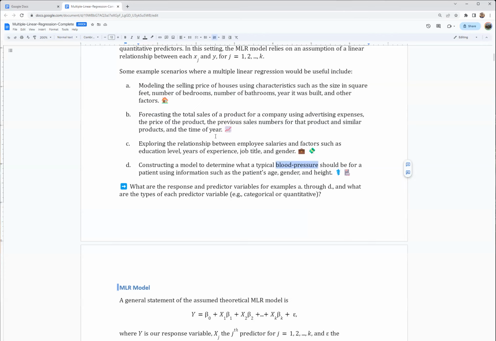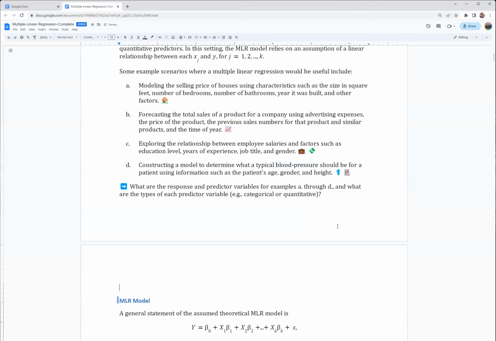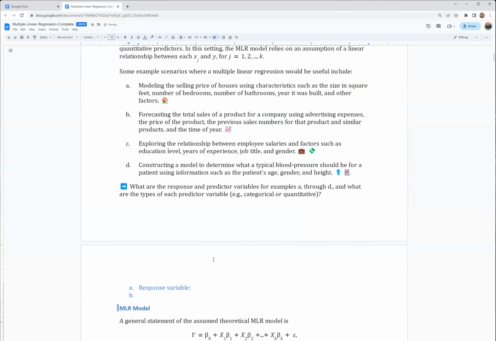Okay. So let's think about in each of these scenarios, what are our predictor variable and our response variable for each of them? Okay. So maybe you could pause the video and try on your own and then see how you do comparing to what we get here, or you can just follow along as well. That works too.